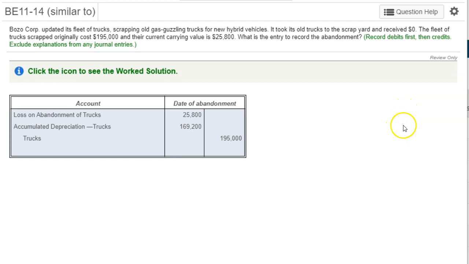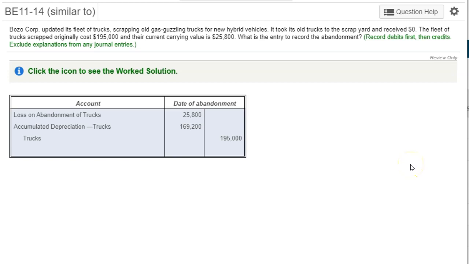Hello class. In this video we're going to go through two different problems, very short ones. One shows the abandonment of a long-term asset, and in the second one we're actually selling the asset and receiving cash. So let's take a look at the abandonment first.